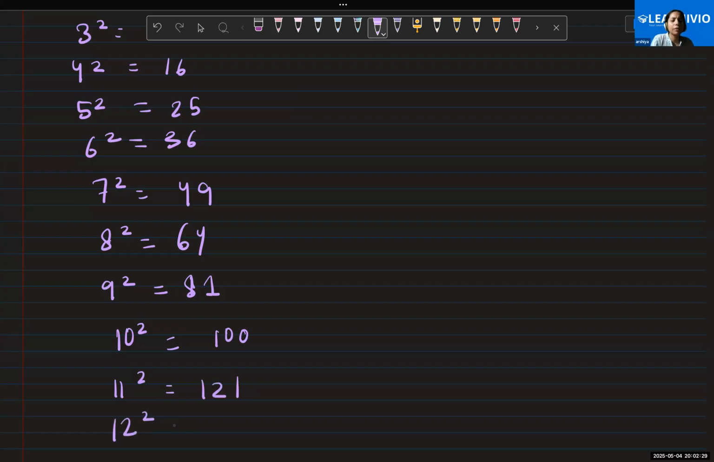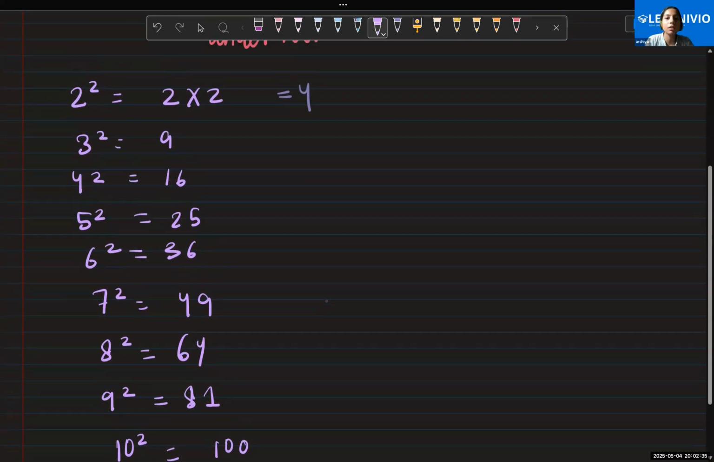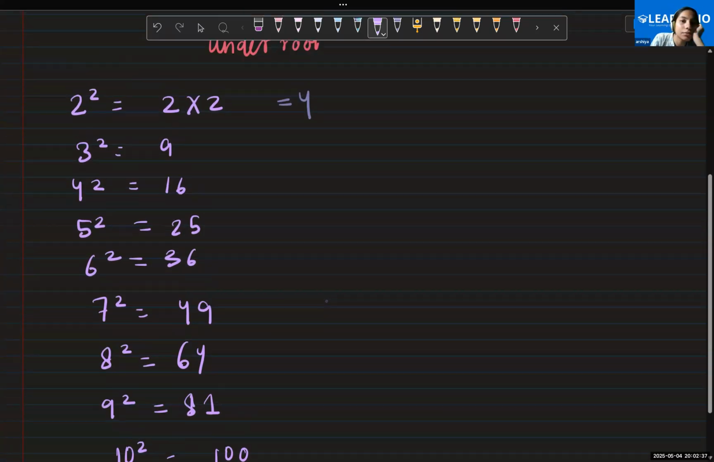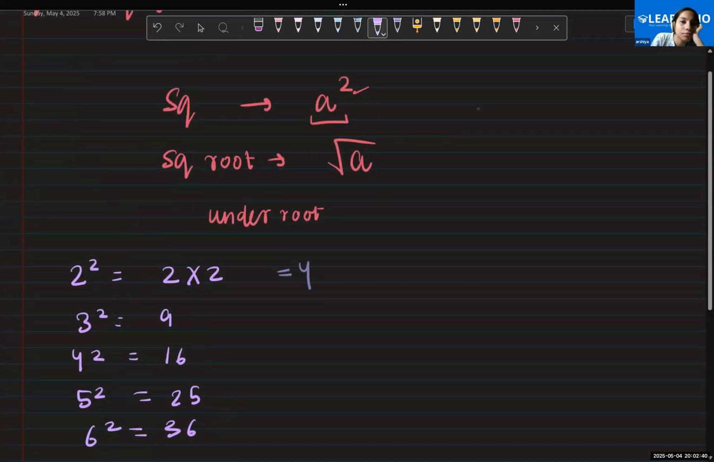And I think 12 will be 149. Or this is either 13 or 12. Let me just first check. You can copy this till then. Okay, so 12 is 144, and not 149.